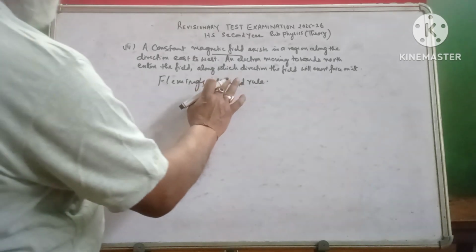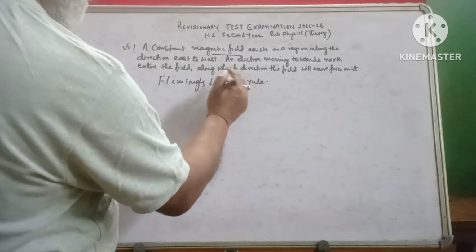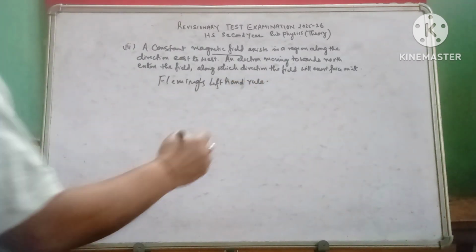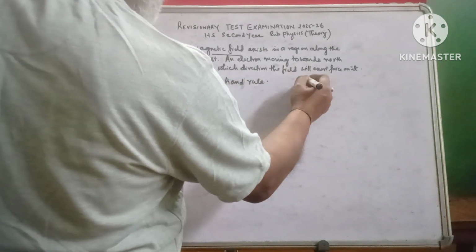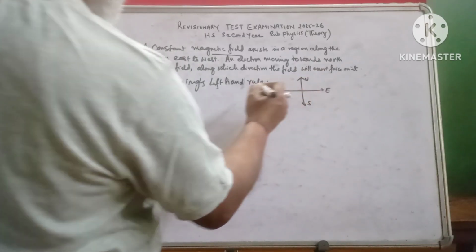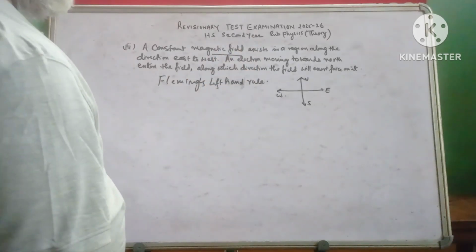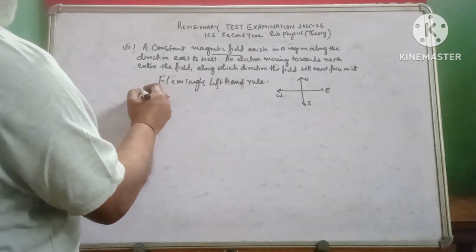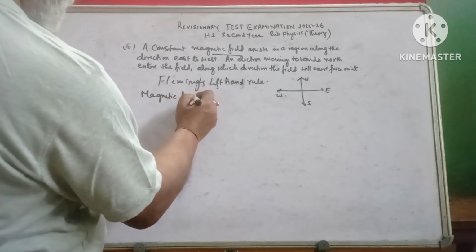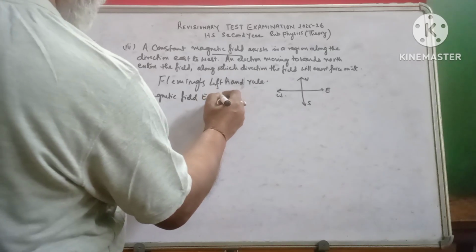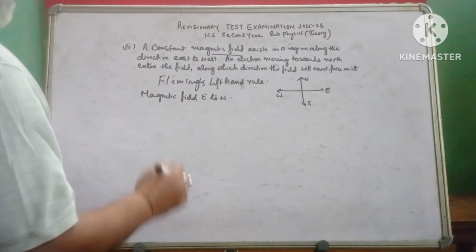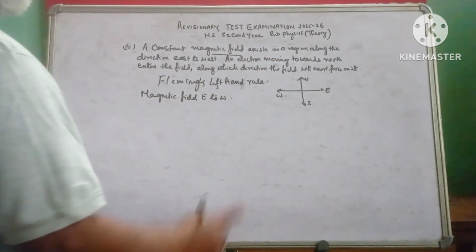The directions: north, south, east, west. The direction of the magnetic field is from east to west, and the electron moves towards north.